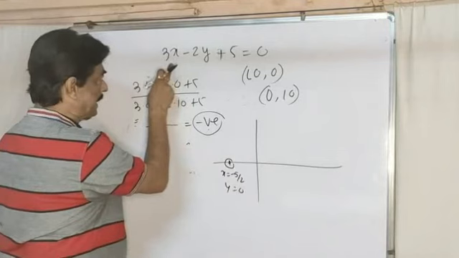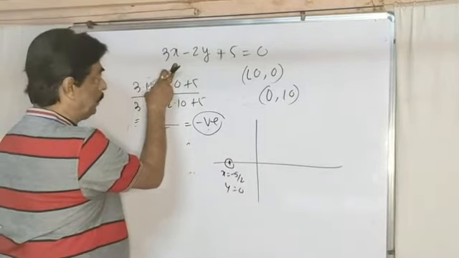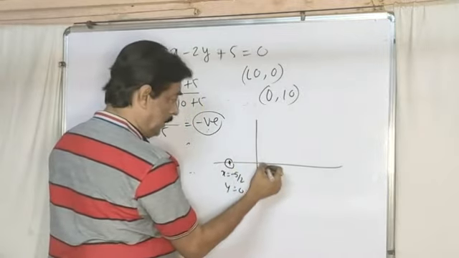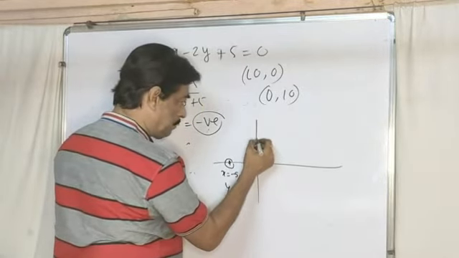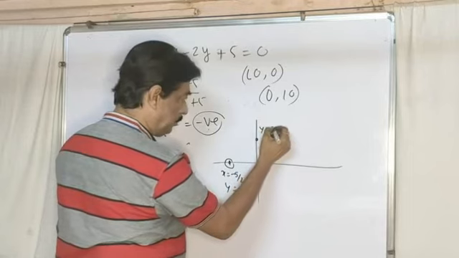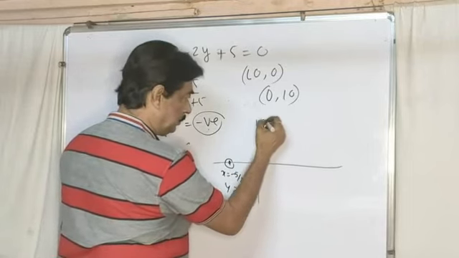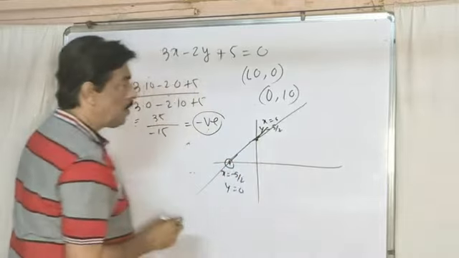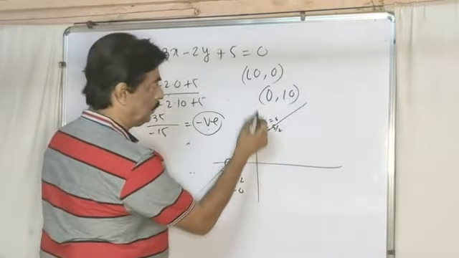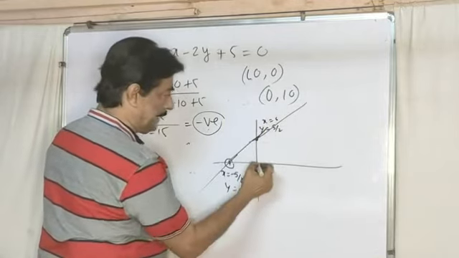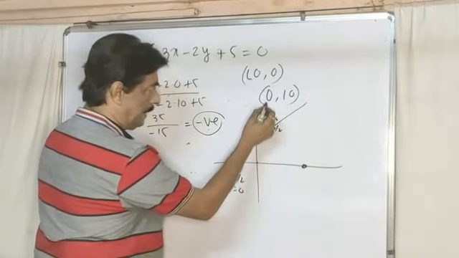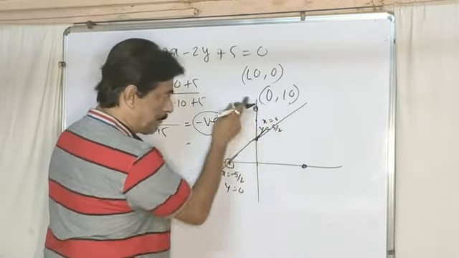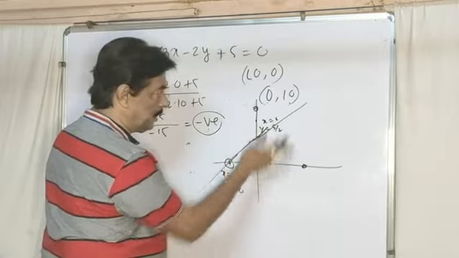If I put x equal to 0, then y equal to 5 by 2. So x equal to 0, y equal to 5 by 2 is here. If I draw the line, now consider this 5 by 2. First, 10, 0 is on this side. And 0, 10 is on that side. So definitely these two points are on opposite sides with respect to this line.